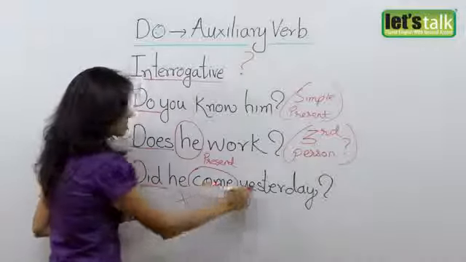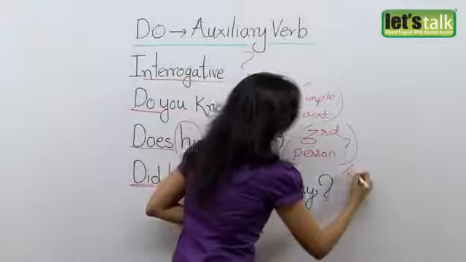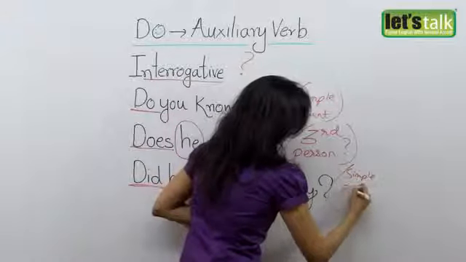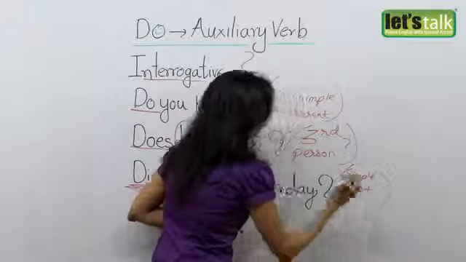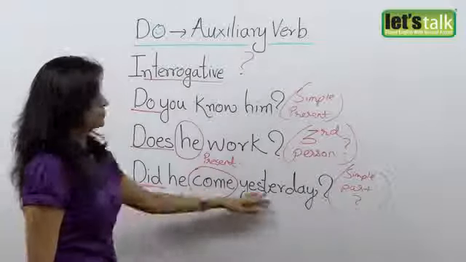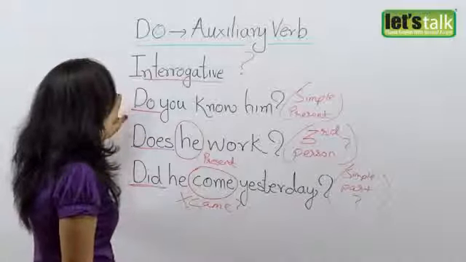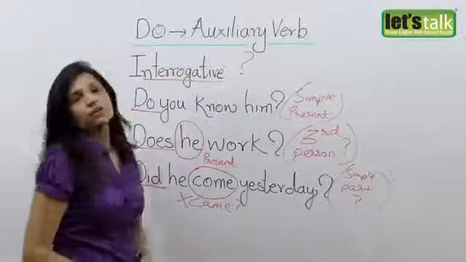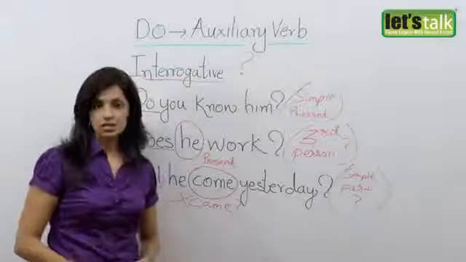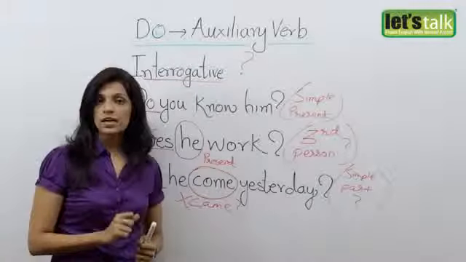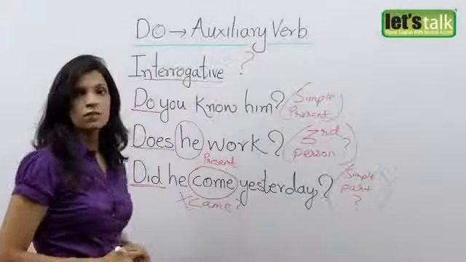So, did he come yesterday? This is your simple past question. Did he come yesterday? Now, I hope this is very clear to you. Please remember, we use do, does or did for interrogative statements in the present and past respectively. Now, I'm going to be back and show you more uses of the auxiliary verb do.